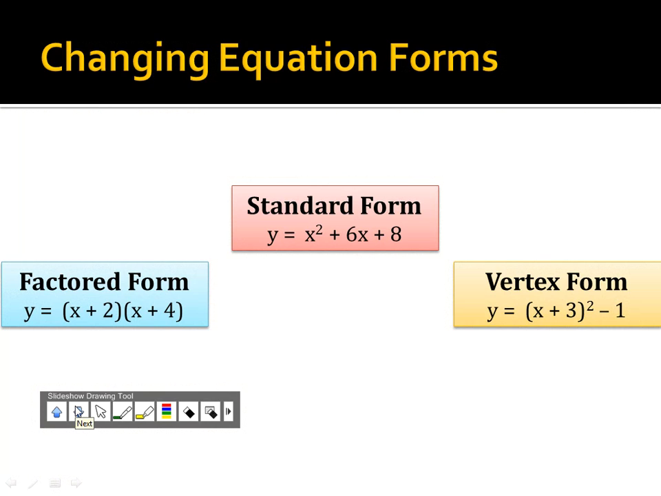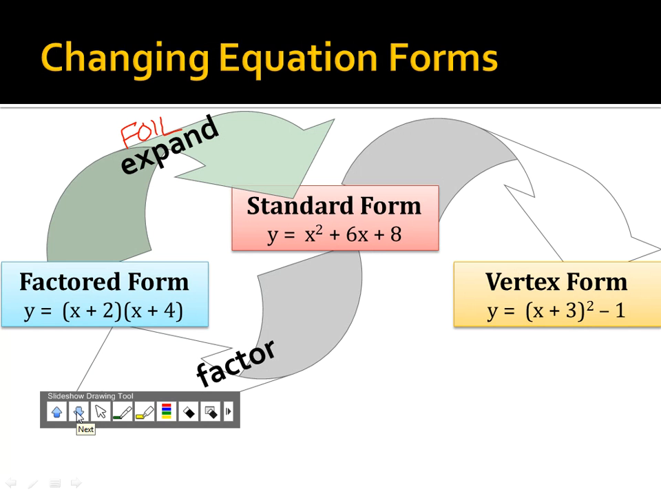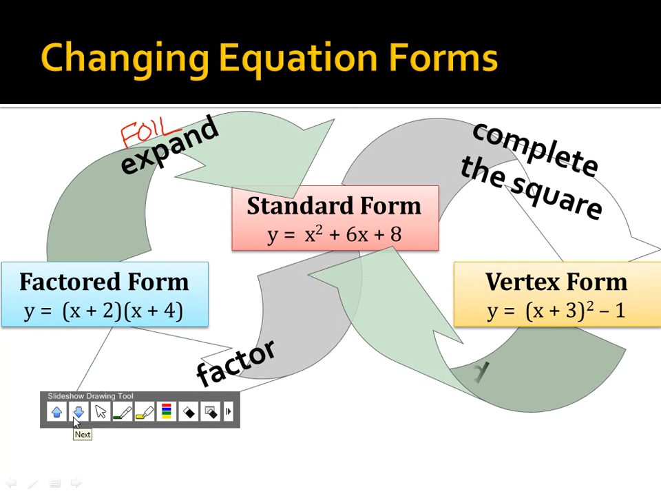All right. So once again, here's a reminder of what the three forms of a quadratic equation are. They are factored form, standard form, and vertex form. To get from factored to standard, you would have to expand or FOIL. To get from standard to factored, you'd have to factor. If you want to get from standard form to vertex form, you complete the square. That's a strategy that I'm going to show you in this video. And then if you want to get from vertex form back to standard form, you would expand again.